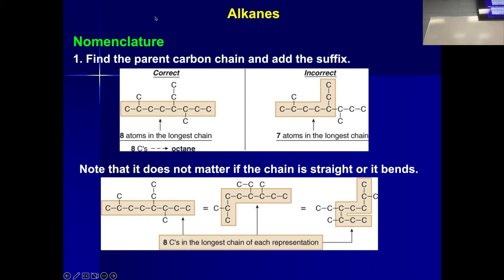Could I go 1, 2, 3, 4, 5, 6, 7? No. 1, 2, 3, 4, 5? No. 1, 2, 3, 4, 5, 6, 7? No. So clearly 8 is the longest chain in this. This isn't, right? 7 is never greater than 8. And so it doesn't really matter how it's written.